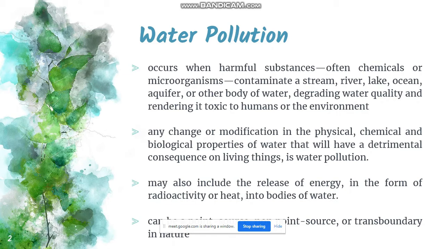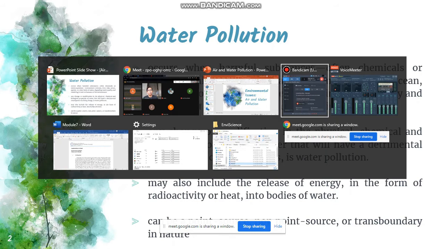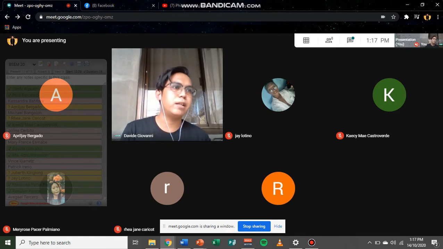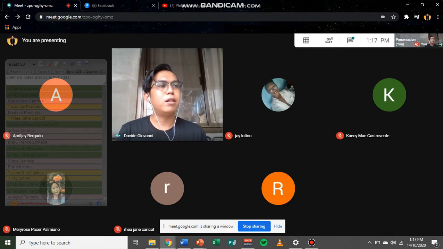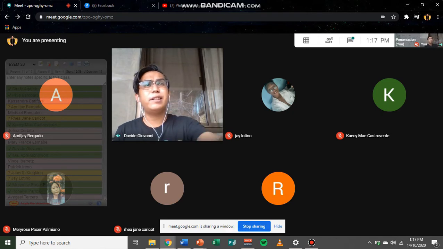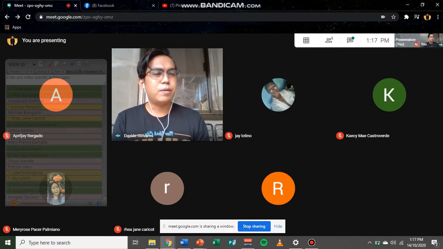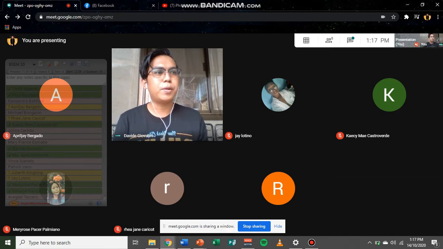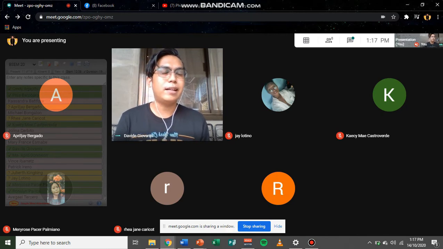So, anything na ina-add mo sa isang body of water para mabago yung properties niya, like for example chemicals or yung ating heavy metals from industries, yung chemicals from pesticides sa ating agriculture industries, no? Nagli-leak sa ating bodies of water, no? Na-add siya dun, na-alter yung chemical properties ng tubig or nadadagdagan yung mga chemicals na present dun sa tubig. We can consider it as pollution.